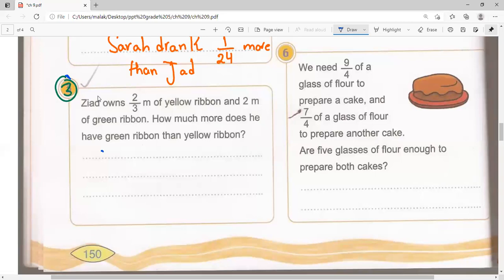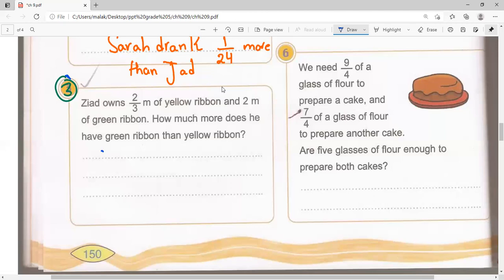Ziyad owns 2/3 meters of yellow ribbon and 2 meters of green ribbon. How much more green ribbon does he have than yellow ribbon? Okay, so we are comparing between yellow ribbon and green ribbon. One is more than the second. They asked us by how much more the green ribbon is than the yellow ribbon.